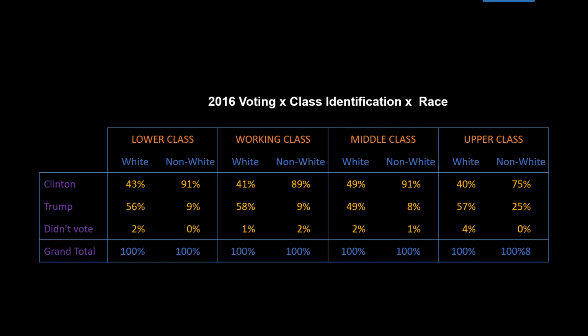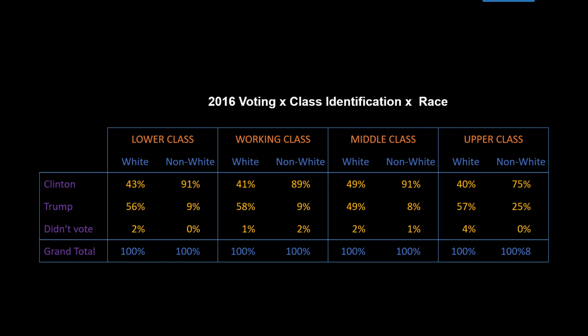It does appear, however, that the difference, while still marked, is somewhat reduced among those who identify as upper class. Among lower and working class respondents, there was about a 50 percentage point difference between how whites and non-whites voted. But among upper class groups, the difference was only about 35%. Well, the next question is, are these differences statistically significant?